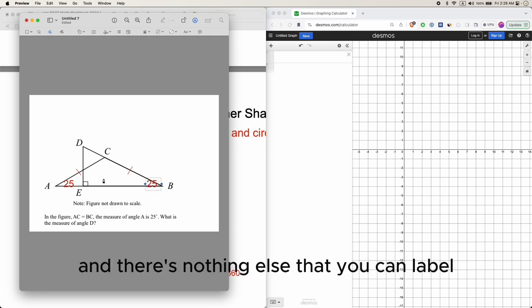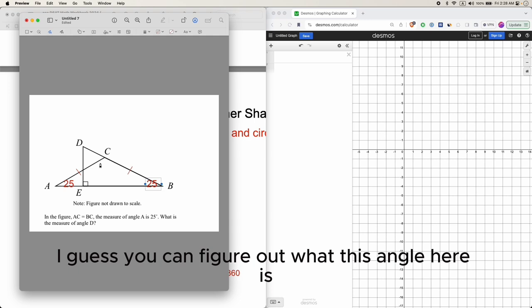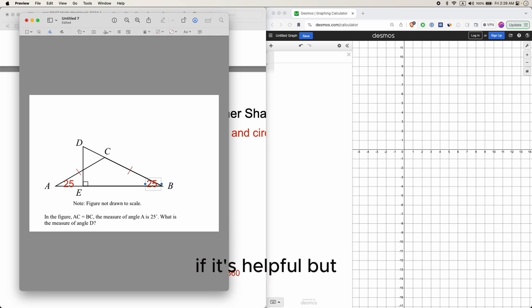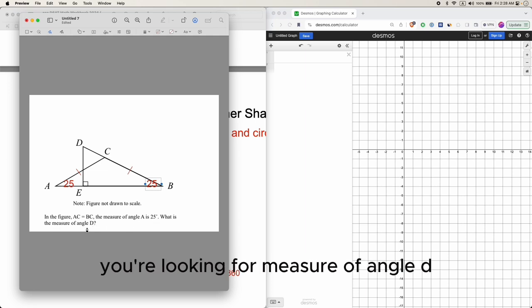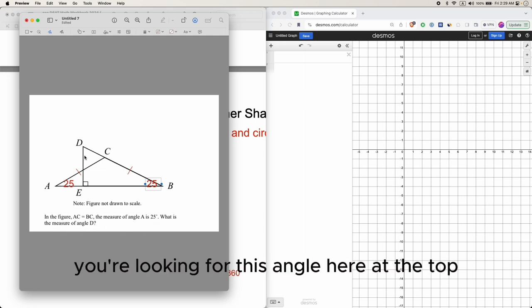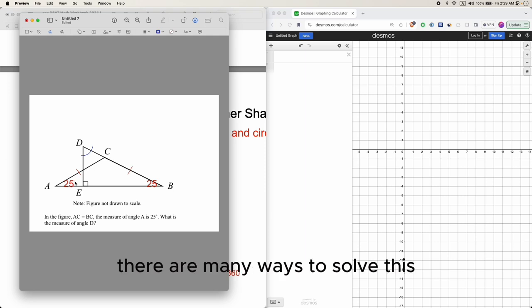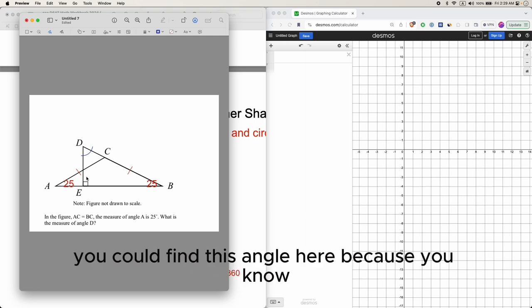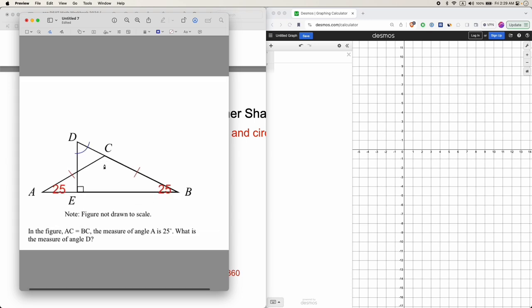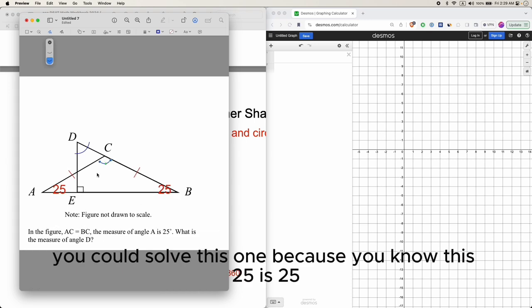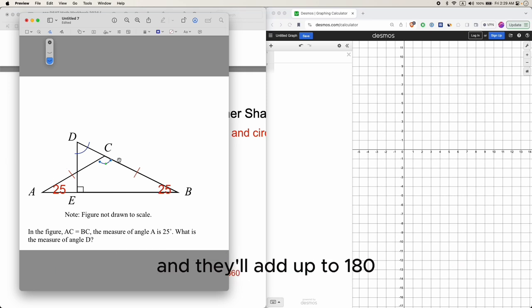And there's nothing else that you can label. I guess you can figure out what this angle here is if it's helpful, but it's not. You're looking for measure of angle D. You're looking for this angle here at the top. Okay, and there are many ways to solve this. You could find this angle here because you know this 25, this 25, and they'll add up to 180.